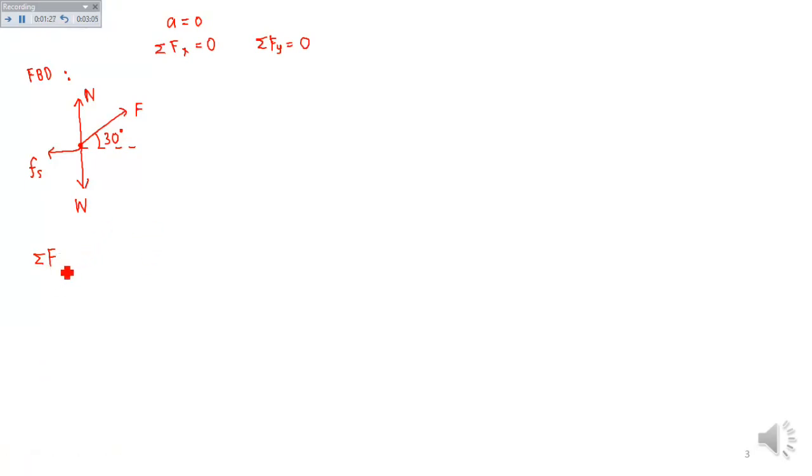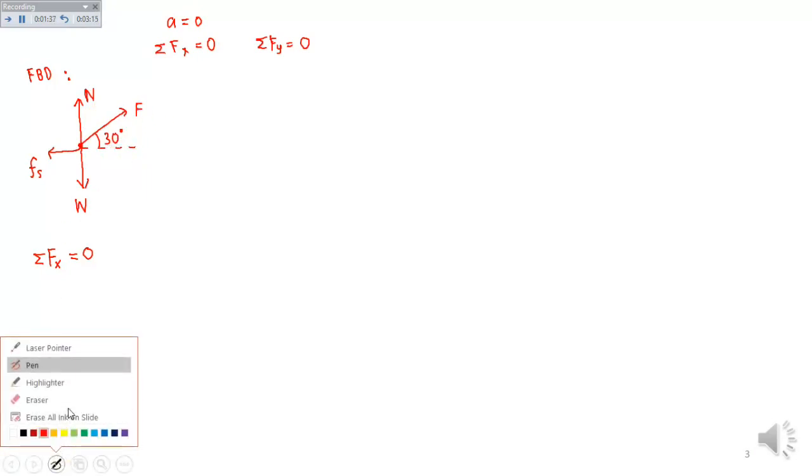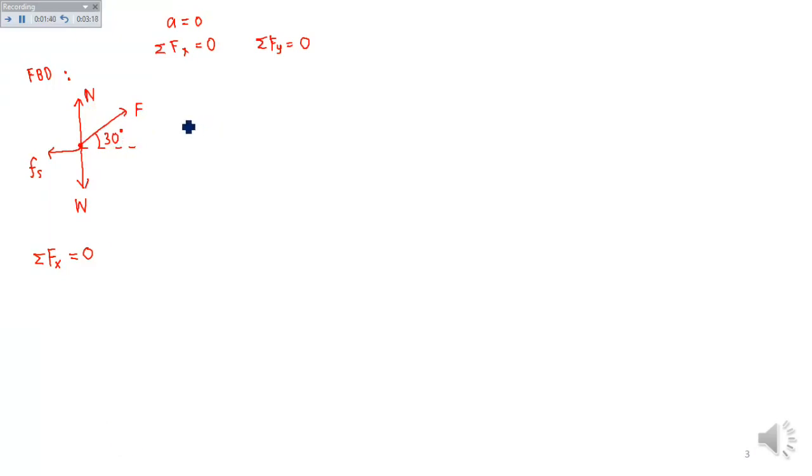Okay, kita buat summation Fx dulu. Summation Fx equals 0. Kalau kita tengok dalam free body diagram ni, F kita ni bersudut 30 degree. So F ni pun kita boleh resolve into x and y juga. Ini akan jadi Fy, and this one will be Fx. So Fx equals F cos 30 and Fy is F sin 30 degrees.